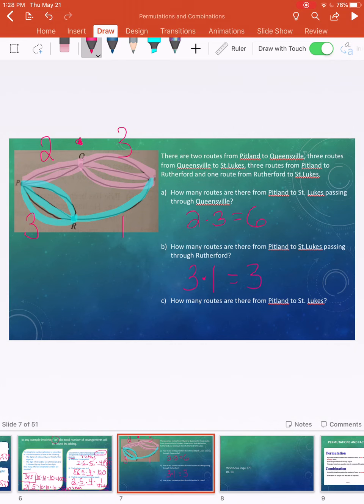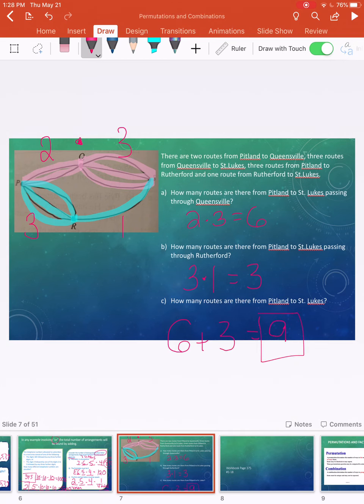So now I want to figure out the total amount of routes. How many routes are there from Pitland to St. Luke's? So we can either go from Pitland through Queensville to get to St. Luke's, or we can go from Pitland to Rutherford to get to St. Luke's. Because we're using that or statement again, we will add our total options. So we're going to take 6 plus 3, which gives us 9.